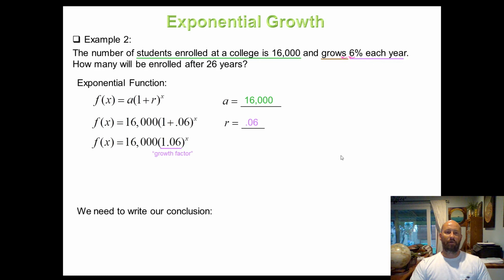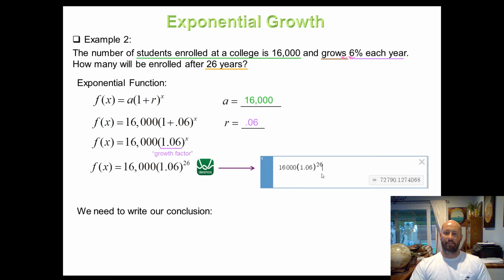Okay, and we want to know how many will be enrolled after 26 years. So let's plug in 26. Okay, and let Desmos do its thing. So we can plug this into Desmos. Go ahead and do that. Okay, round to the hundredths, which is 2 decimal places. And then we'll round to the ones when we write our conclusion.